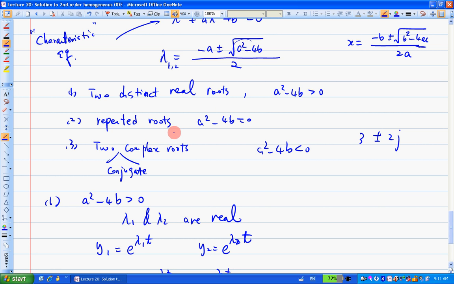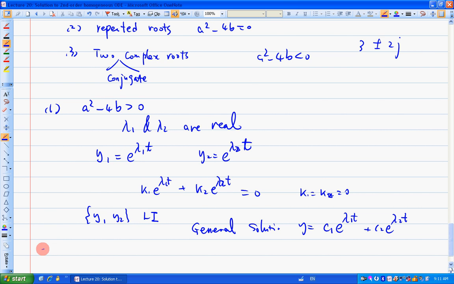As you're going to see in every case we come out of here, you get two lambdas. The second one is a repeated root, so we'll talk about that one. But for the first and the third one, y equals e to the lambda 1 t and e to the lambda 2 t are basically linearly independent. The second one is a tricky one.